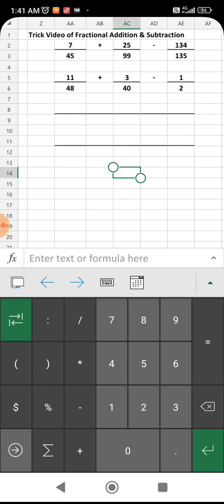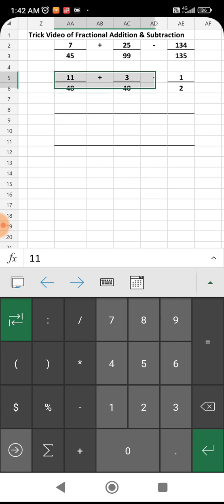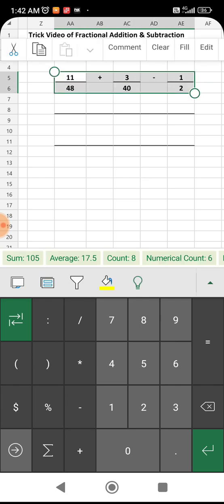Today we'll learn the trick video of fractional addition and subtraction. That means we have shown already how easily and how quickly we can add or subtract fractions.